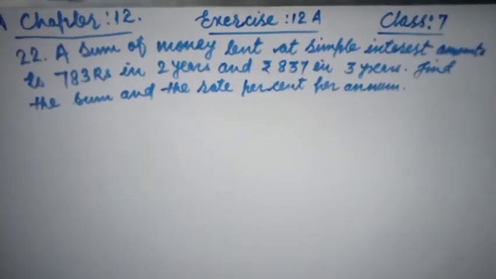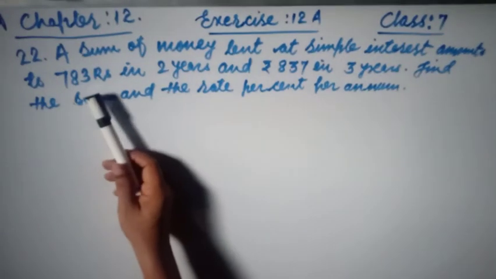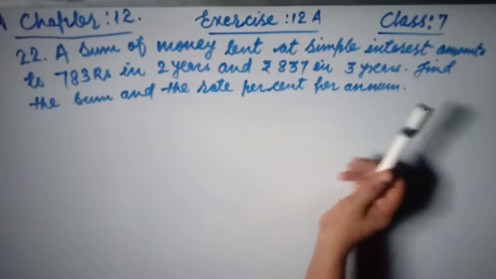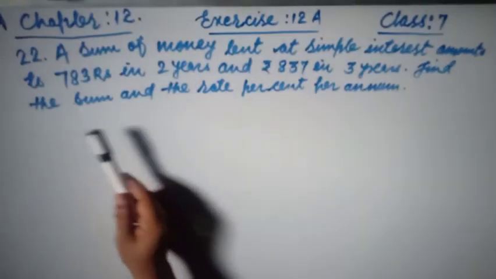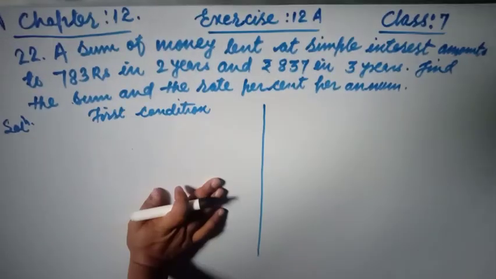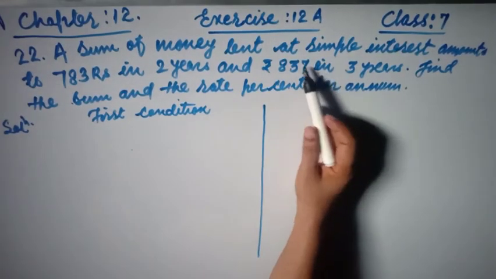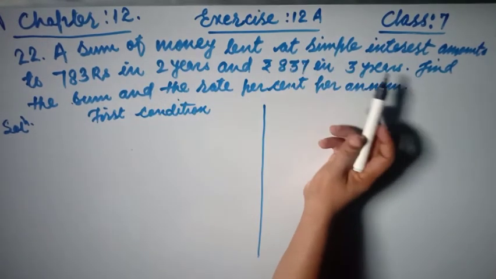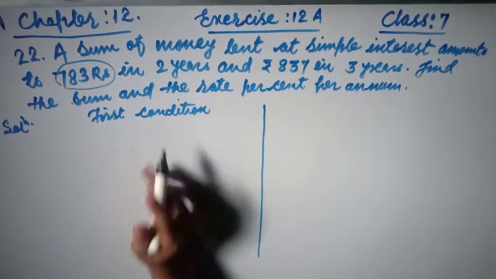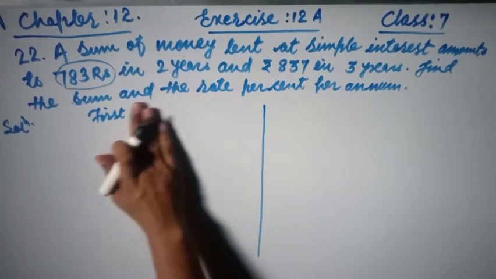Now see the next question. Now see, friends, question number 22. A sum of money lent at simple interest amounts to 783 rupees in 2 years and 837 in 3 years. Find the sum and the rate percent per annum. Now see, friends, here the first condition is given that a sum of money, sum of money means principal, lent at simple interest amounts to so much. That means here the amount is given in the first case, but the sum of money is the same for both the cases, friends.